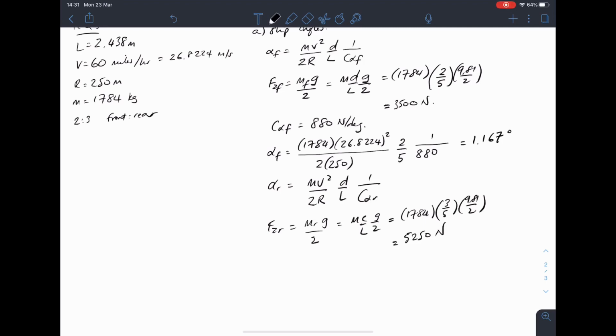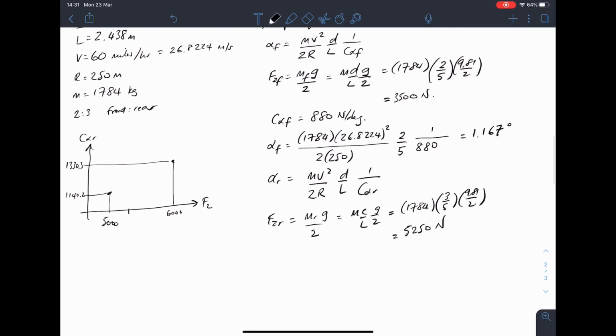This time I will interpolate, so let's draw the graph to make it clear what's going on. So this is the load, Fz, this is C alpha R, and we've got this point, which is at 5,000, we've got this point, which is at 6,000, and this point here we know is 1140.2, and this point we know is 1330.3, and we've got 5250 here. That's the line. And this is C alpha R.